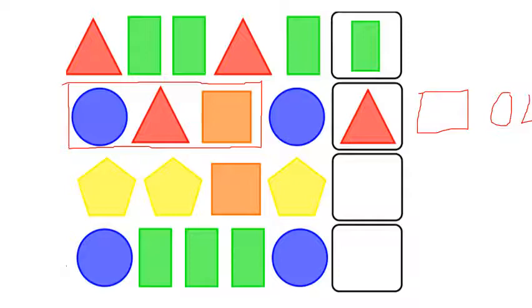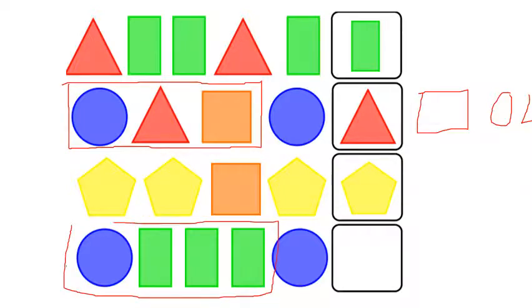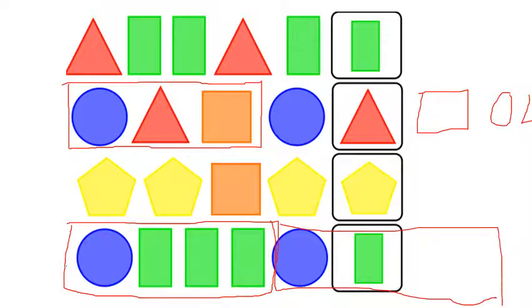Next we've got pentagon, pentagon, square. Pentagon, pentagon, square. Good. What about this one? Circle, not a triangle, no. Rectangle, rectangle, rectangle. Circle. Well, if we think about this as our block, then the next one would be a rectangle. If we start a new block here, then we'd have another rectangle and another rectangle. Okay?